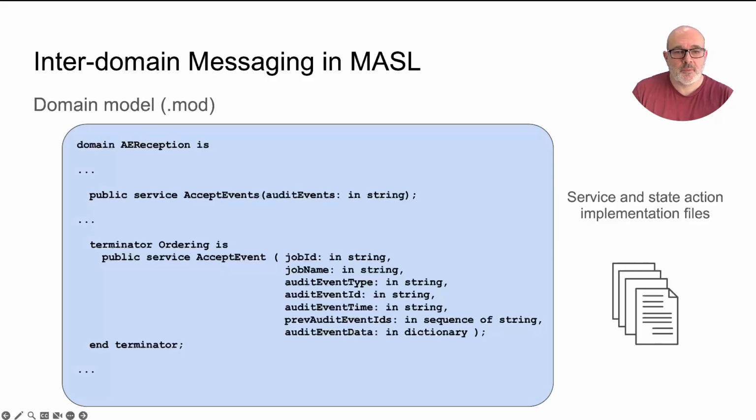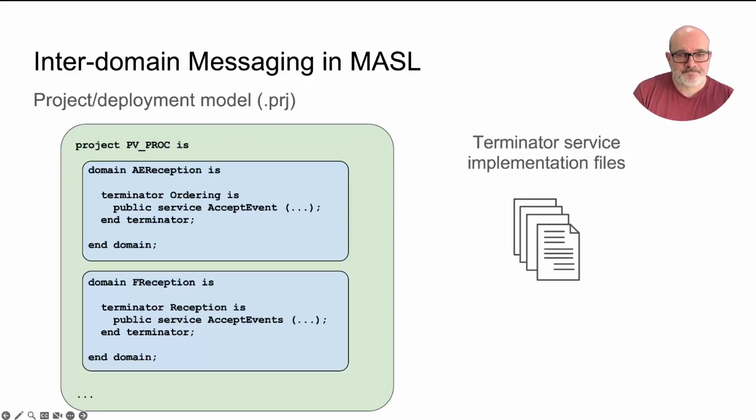So in this example, we've got the domain providing the accept events service to the outside world, and that allows it to receive messages that will cause that service to be invoked. And also, if it calls its ordering.acceptEvent terminator, that will publish that information to anyone else that's interested. But how does it know who is interested?